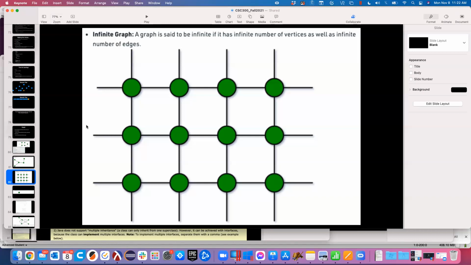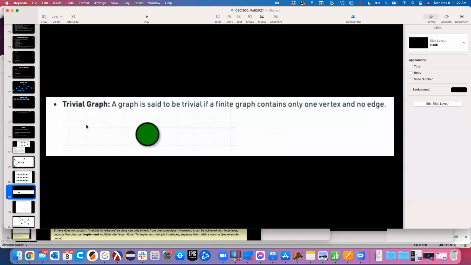airports as one of the things, we might say that is an infinite graph, because there's constant construction going on, things are continually growing, things are continually changing. But that's what they would be talking about with an infinite graph. Probably not something we'd ever run into in computer science, probably more of a mathy thing.